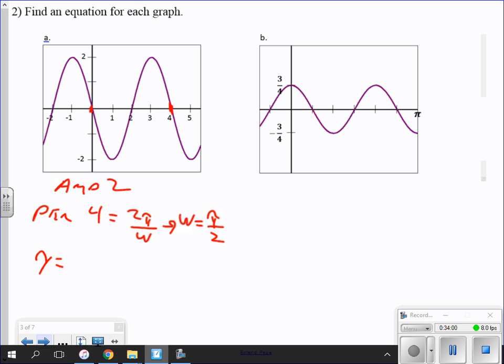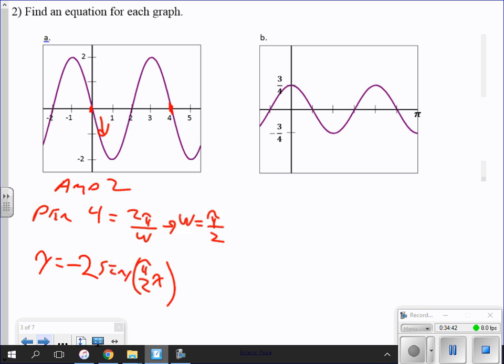I know my amplitude is 2. Where does this one begin? It begins at the origin, right? Which means it's going to be a what? A sine. So we have 2 sine of pi over 2x. However, it's negative because normally what does it do? It normally goes up, but this one's going down. So I do have to make it negative because this one is going down. Normally, the sine starts by going up, not by going down. Okay.